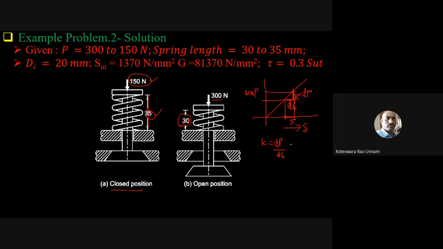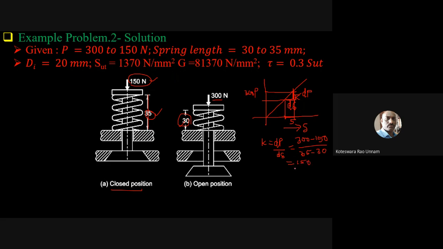So your change in load is 300 minus 150, that is dP, divided by the change in the length, which is nothing but the deflection only. The change in length is 35 minus 30. So that means 150 divided by 5.